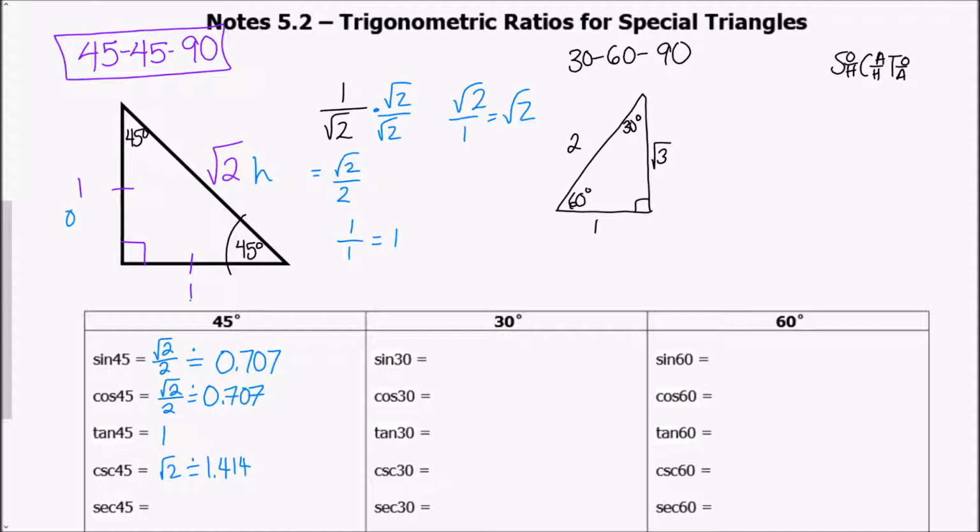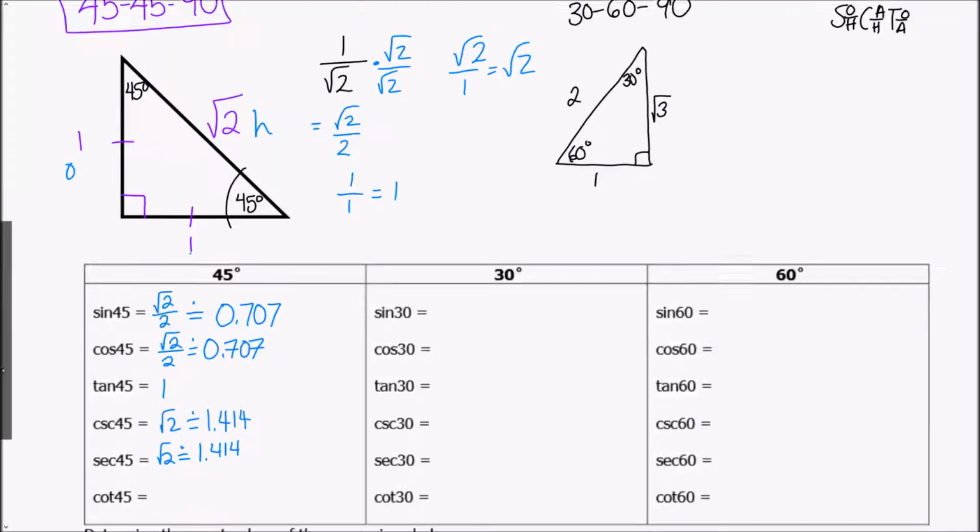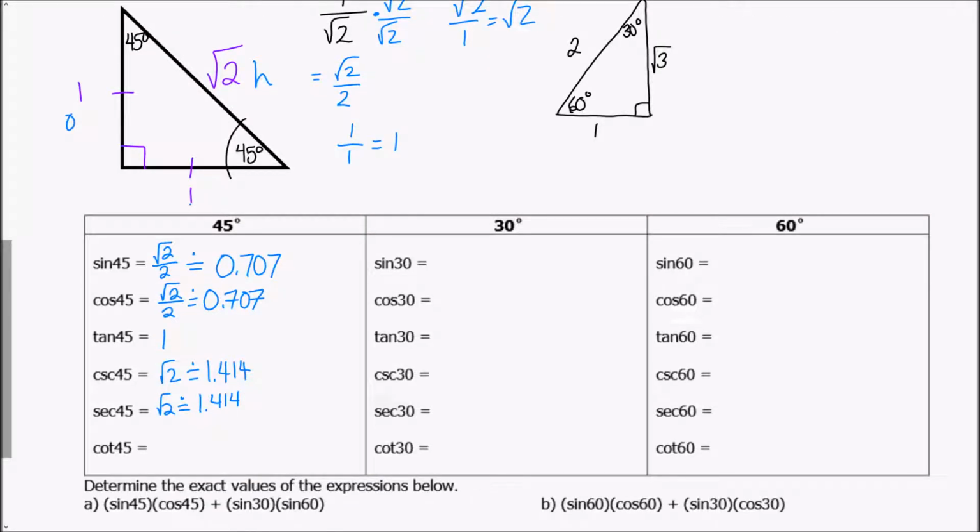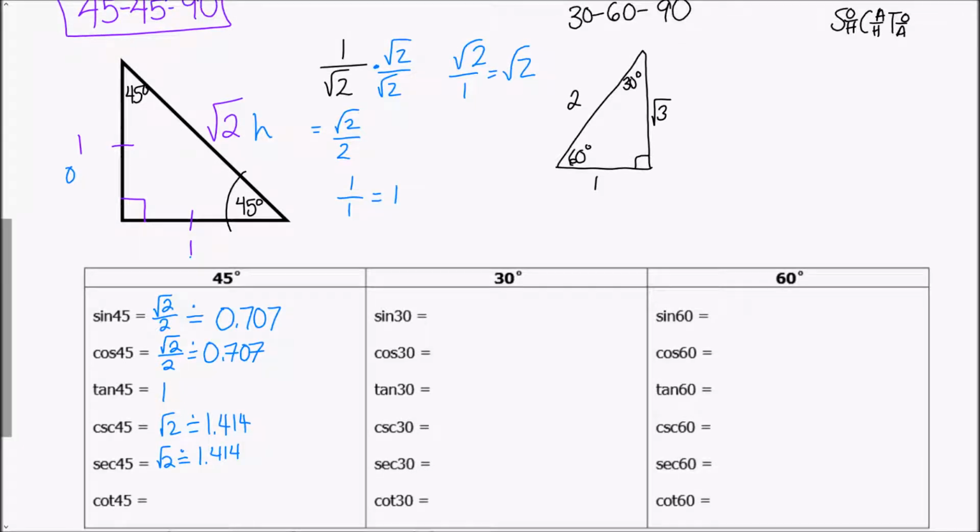Okay, to find the secant of 45, same thing, except I'm going to do the hypotenuse over the adjacent. So I'm going to do 1 over root 2, root 2 over 1, so it's going to look like this. So I get root 2 again, which is approximately 1.414. Okay, and then lastly, we've got the cotangent of 45, and since tangent is opposite over adjacent, we're going to do adjacent over opposite, so it'd be 1 over 1, which is 1.